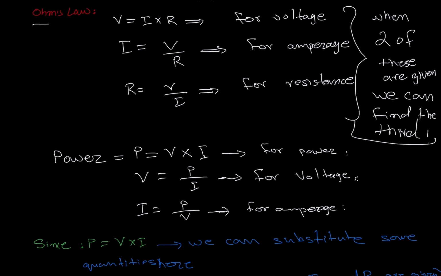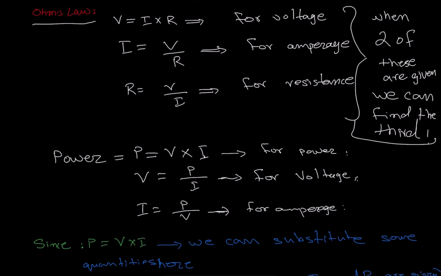Today we'll be talking about Ohm's law here. As we said, Ohm's law states that in a circuit it requires 1 volt to push 1 amp through a 1 ohm resistor. That's Ohm's law right there.